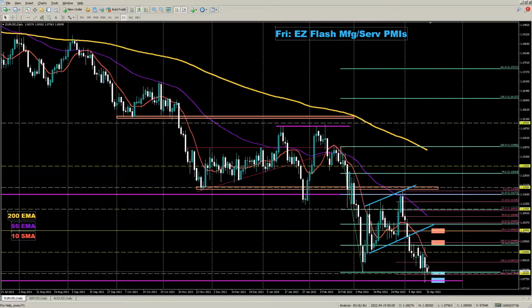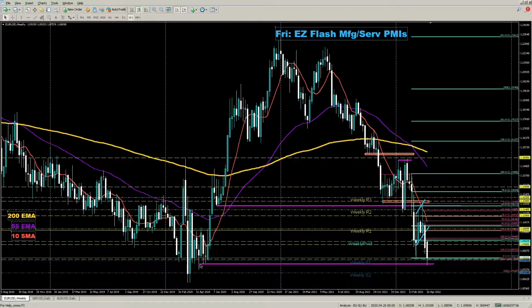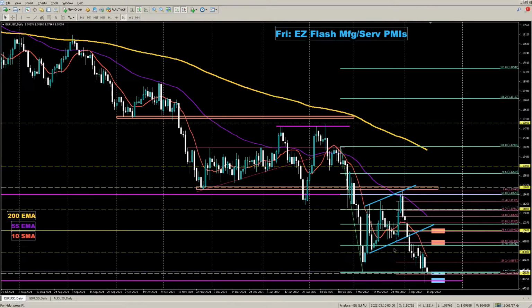On Thursday, you can see that it spiked lower to test the previous swing low. Let's go back to the weekly time frame, and you can see that was the swing low from April 2020, two years ago, where it tested that level on Thursday after the ECB decisions and meeting as well.